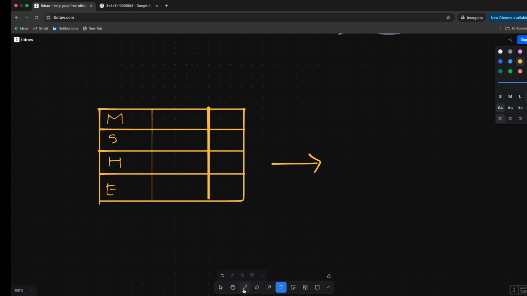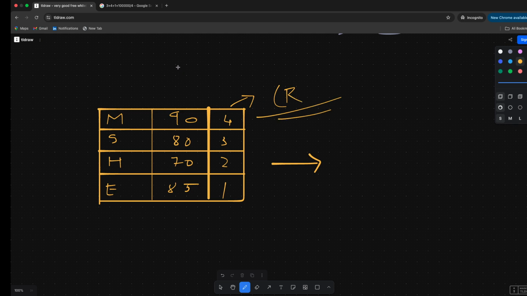Suppose you got 90% in math, right? So let this be the grade, and then this was 80, and then this is 85, right? And suppose you have credit hours, so you have 4, 3, 2, and 1. So this is the credit hours, or number of hours required to complete that particular subject, and this is the grade that you got in that subject.